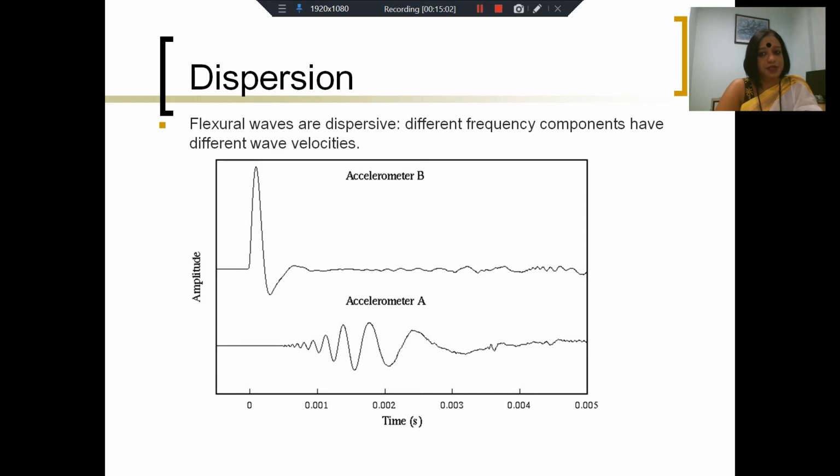Flexural waves are dispersive in nature. What it means is that different frequency components have different wave velocities and they travel at different speeds. So let us imagine at the location of the discharge, you put accelerometer B. An accelerometer B is a piezoelectric sensor which can sense the acceleration of the acoustic wave at a particular position. Let us say that accelerometer B is positioned very near to the partial discharge. So you see a wave like this.